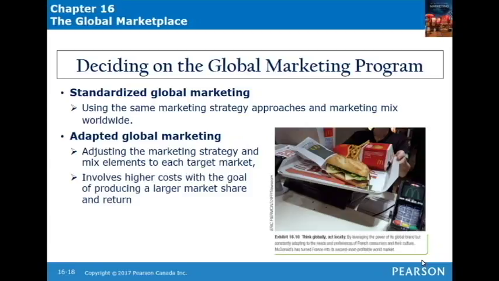Exhibit 16.10, think globally, act locally. By leveraging the power of its global brand, but constantly adapting to the needs and preferences of French consumers and their culture, McDonald's has turned France into its second most profitable world market.